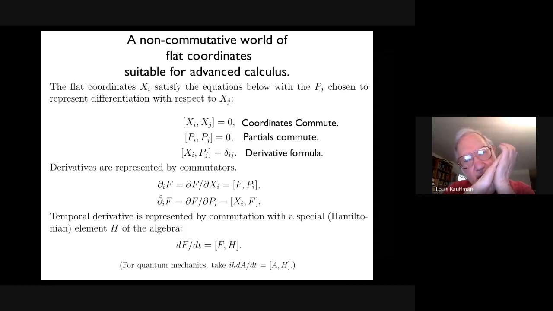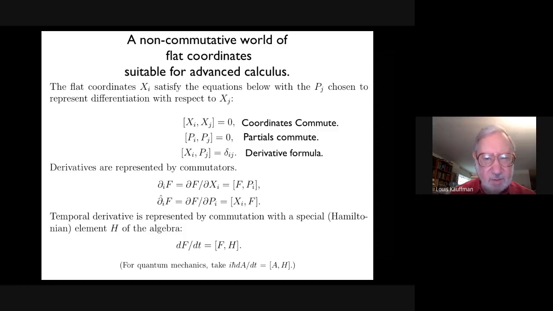The simplest thing would be to have some coordinates which commute with one another, and to have some derivatives that commute with one another. So I want to think of pi as representing the derivative in the xi direction. So you have to watch this. You could imagine that you walked into an advanced calculus course, and the professor told you that he had decided that he would tell you about multivariable calculus, but he would tell you about it by representing all derivatives by commutators. And he would work with this formalism.